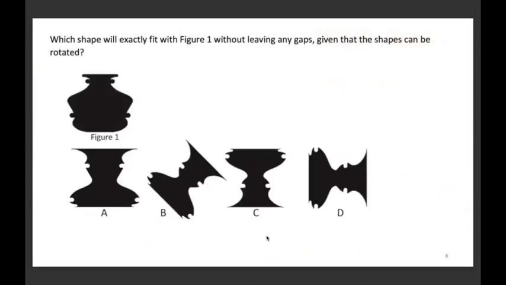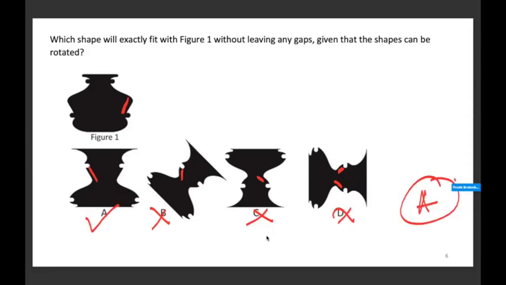Which shape will exactly fit with figure 1 without leaving any gaps? Given that the shapes can be rotated, we have to identify which of these shapes will fit exactly the given figure. If you look at all the options, B, C, and D, all these have less spacing here, versus in the question figure, here you have more spacing, which actually corresponds to the spacing that we see in option A. So B is wrong, C is wrong, and D is also wrong. Option A is the right answer here. We'll move to the next one.